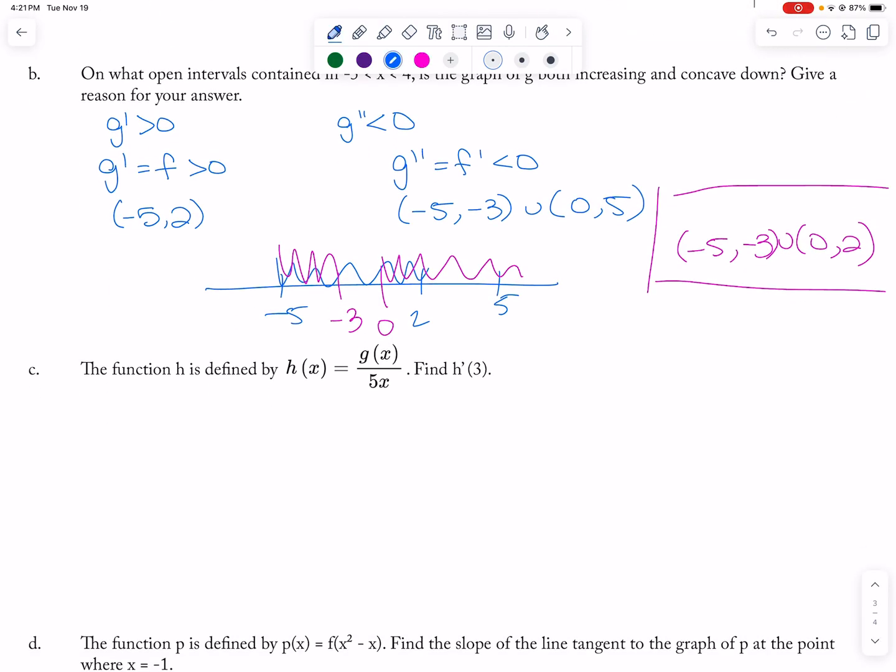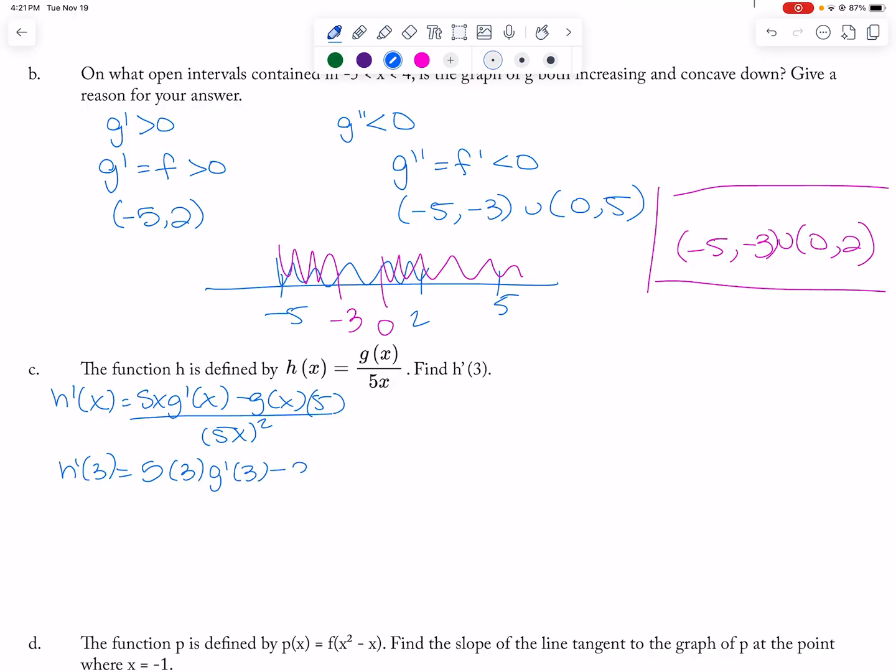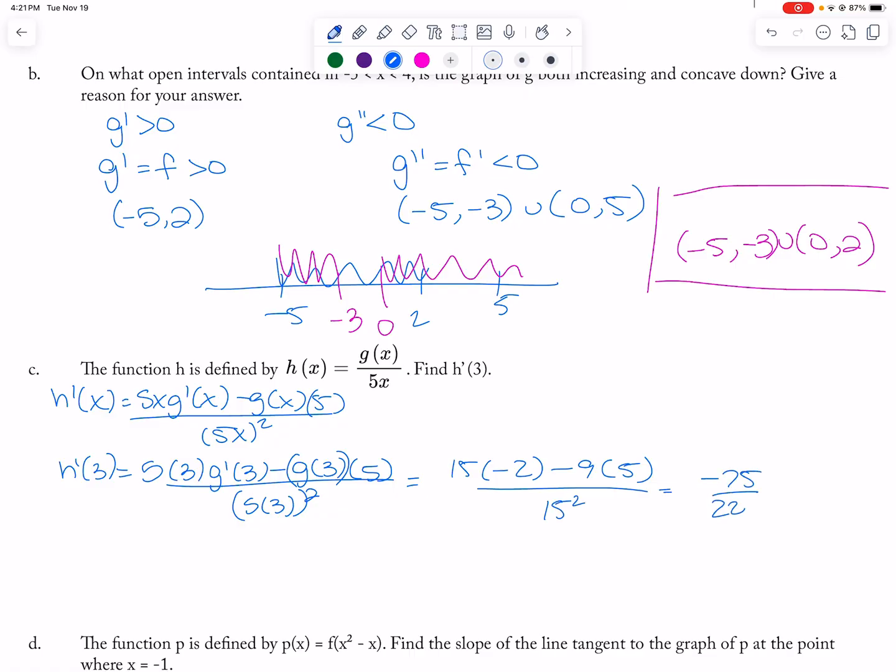And then the next one, so h prime of x is equal to quotient rule. So 5x g prime of x minus g of x times 5 all over 5x, the quantity squared. So I plug in my 3, h prime of 3. So 5 times 3, g prime of 3 minus g of 3 times 5 all over 5 times 3, the quantity squared. So I get 15 times negative 2 minus 9 times 5 over 15 squared, which is negative 75 over 225, which is negative 1/3.